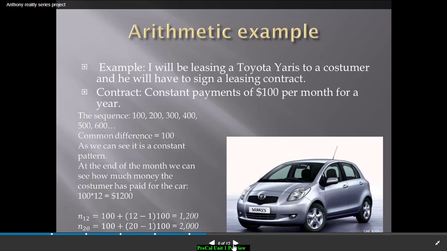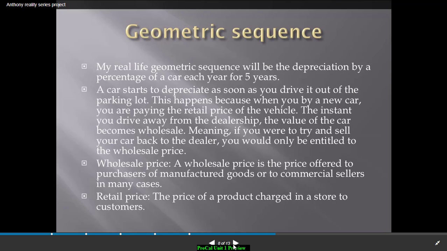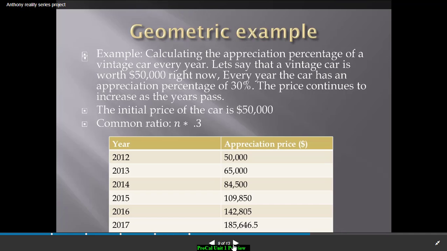He looked at a contract, a real-world contract. He noticed the pattern and looked at the common difference. He laid out the formula and then made a graph of it. Then he did his geometric sequence, made his understanding of what it is and how it relates to cars and the change in the retail price.